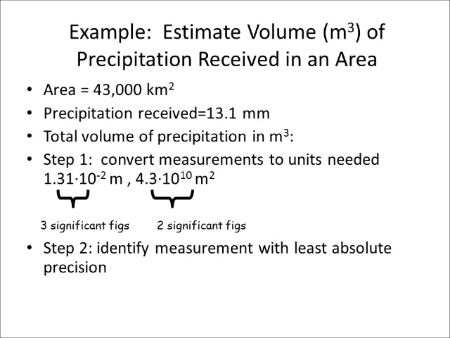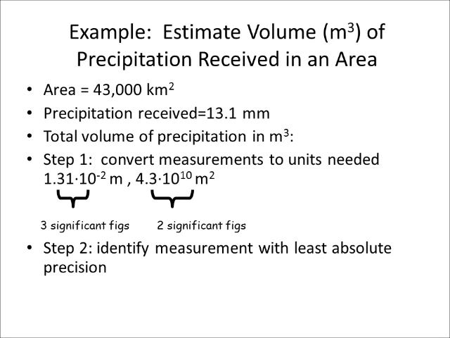So let's look at this example. Let's estimate the volume in cubic meters of precipitation received in an area. And remember from the previous slideshow that area and volume are derived measurements. In this case, we have an area of 43,000 kilometers squared. The precipitation amount that we've received is 13.1 millimeters. And this is a common way of expressing the amount of precipitation that's received at a point. It's a depth. So now we have, as you can see, a depth times an area. So what is the total volume of precipitation in meters cubed?